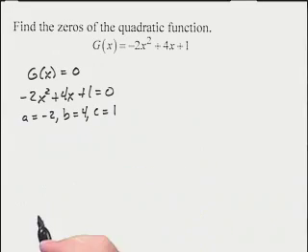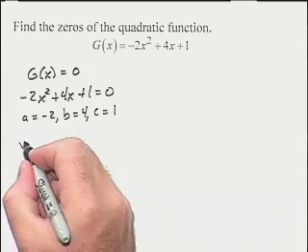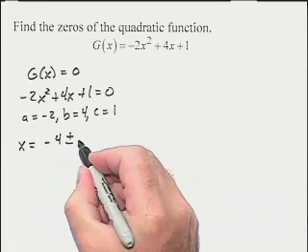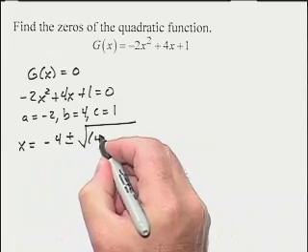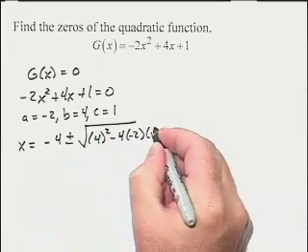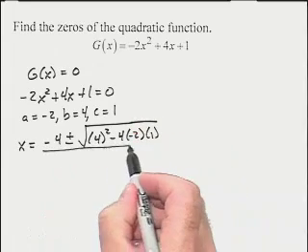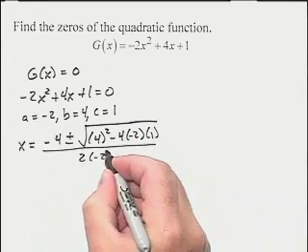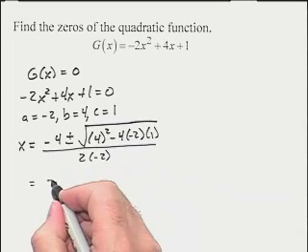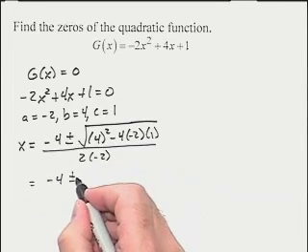If we plug these into our quadratic formula, we get x is equal to negative 4 plus or minus the square root of 4 squared minus 4 times negative 2 times 1. And then all of that is over 2 times negative 2. So that gives us negative 4 plus or minus.